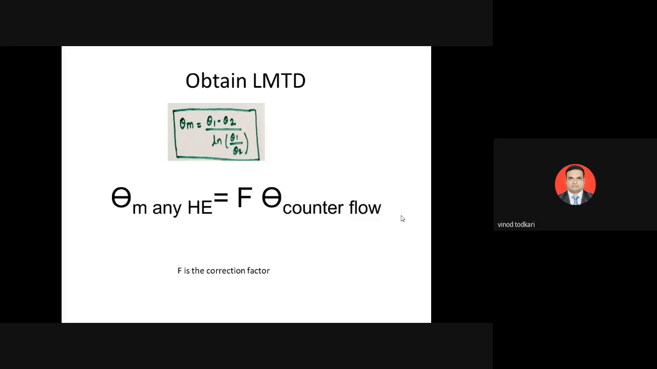Now how will we calculate theta m for any other kind of heat exchanger? The formula is theta m for any other kind of heat exchanger is equal to correction factor into theta m for counter flow. Why is this formula there? Because counter flow heat exchangers are the most effective heat exchangers. In the next lecture we'll see why. For the same arrangement, even if we only change the direction, counter flow heat exchangers are more effective. Using this expression we compare any other types of heat exchangers with counter flow. So theta m for any type of heat exchanger is equal to correction factor into theta m for counter flow.